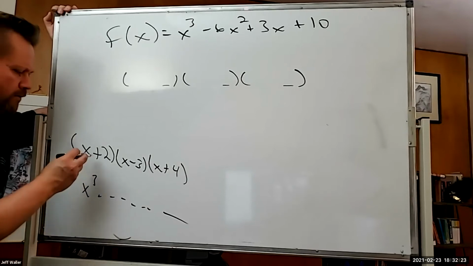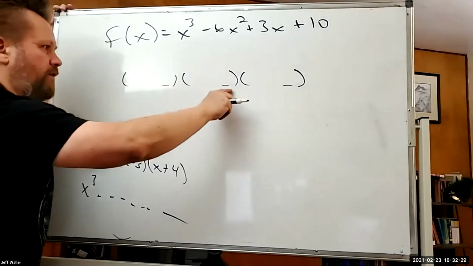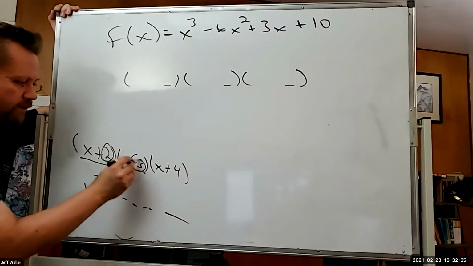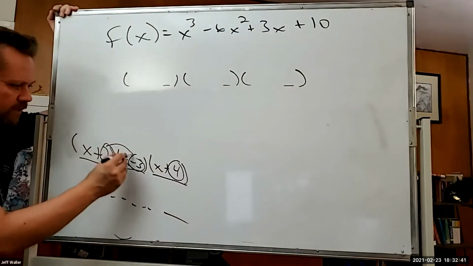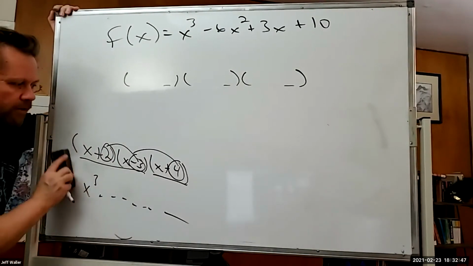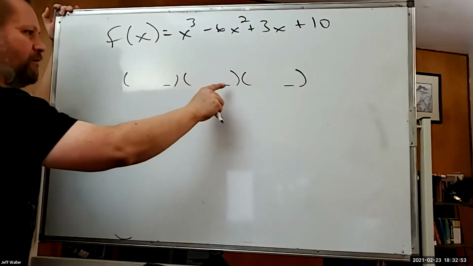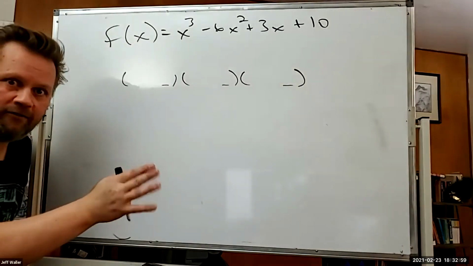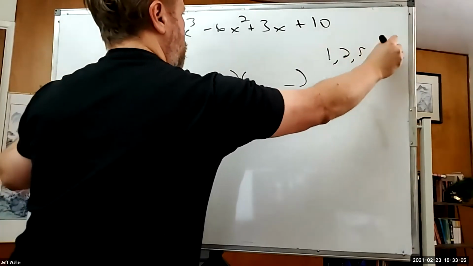It's got to be 10. Coming back to this problem, these numbers have to multiply to be 10. When you multiply this out, isn't it going to end with a 6? So then when you multiply this in, isn't it going to end with a 24, which is this times this times this? So what are the only possible numbers that could go here? Factors of 10. The only numbers that can go here are 1, 2, 5, or 10.